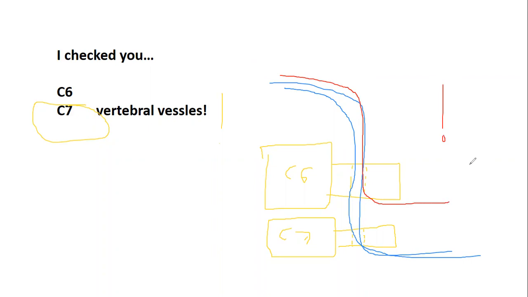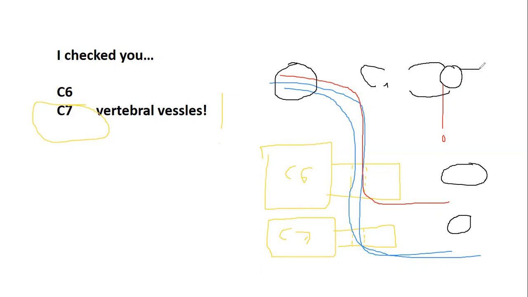Okay, so if you've got C6 transverse foramen a little bit bigger, C7 a little bit smaller, okay? And the continuation of the vertebral vessels, you've got on the C1. C1 is composed of anterior arch, posterior arch, lateral masses.